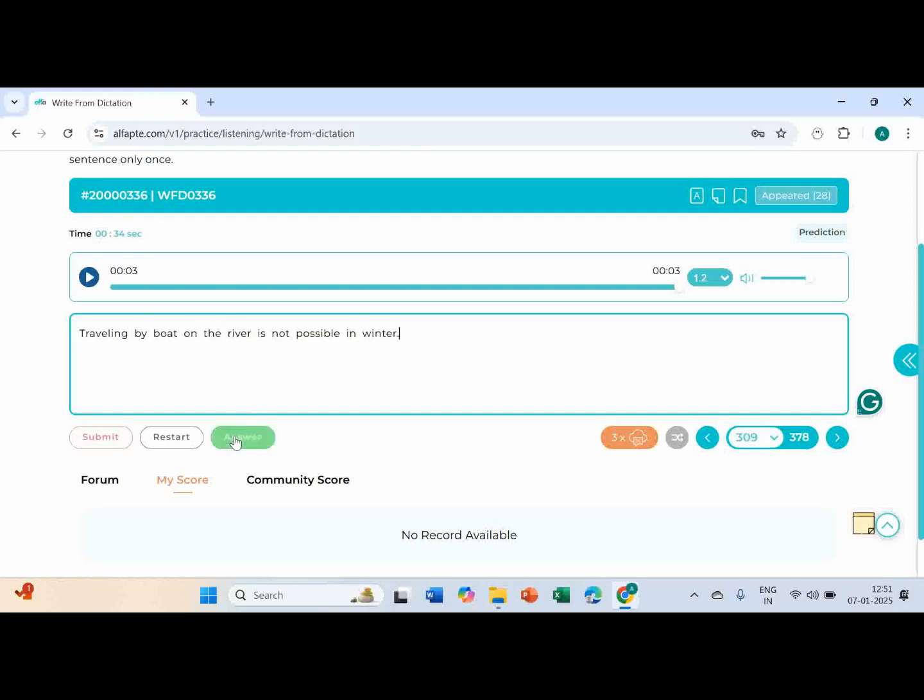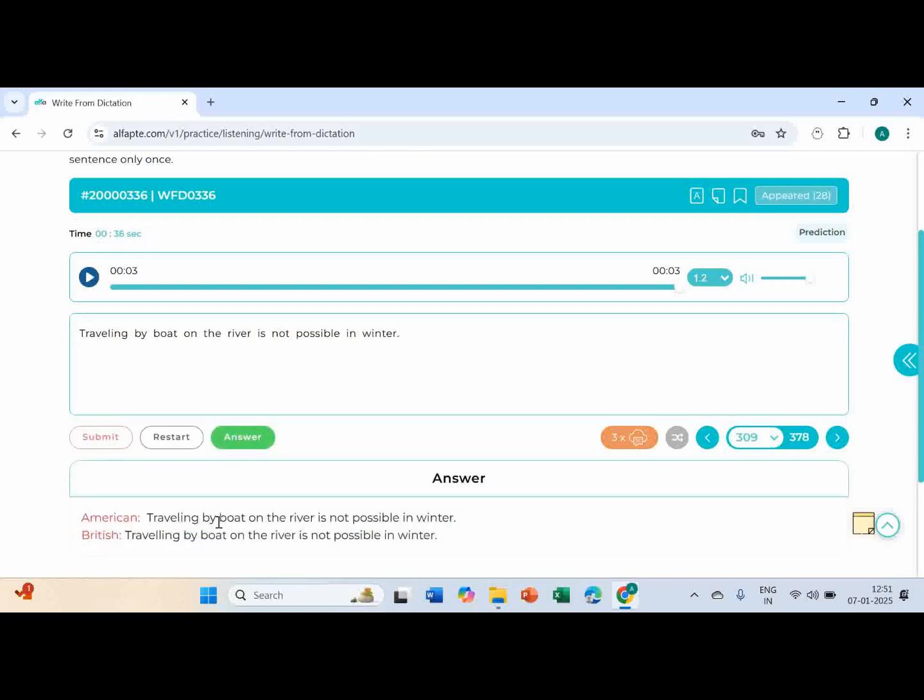So let's check the answer. So this is the answer. Traveling by boat on the river is not possible in winter. So if you are confused, we can write traveling with single L or double L. If you are using American, then you can use single L, but if you are using British, then it is double L. So make sure that if there are two sentences like this, then you will use the same accent, American or British. Next one.